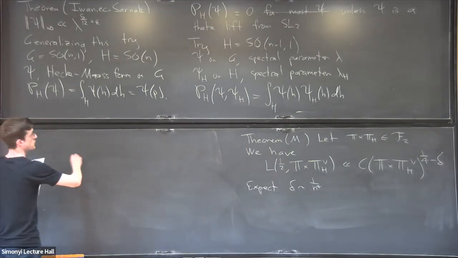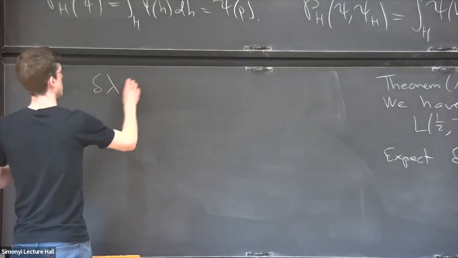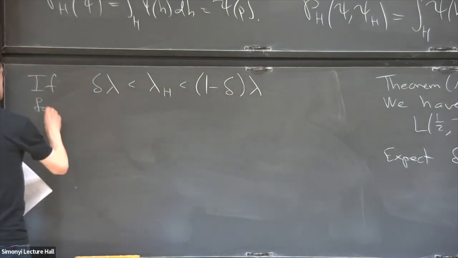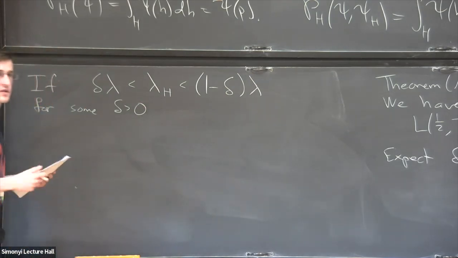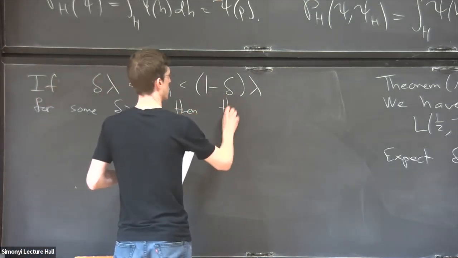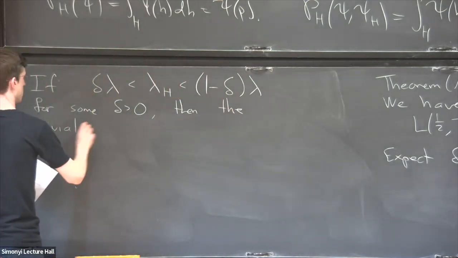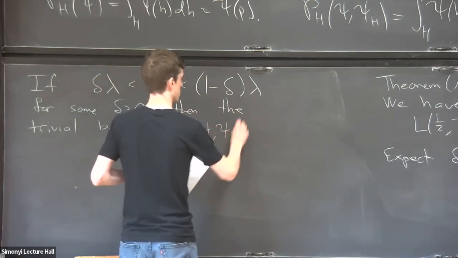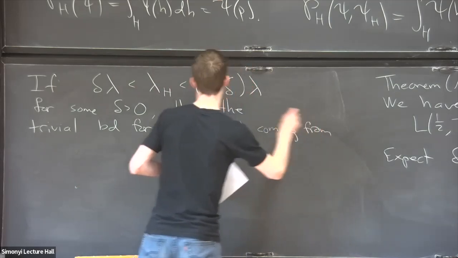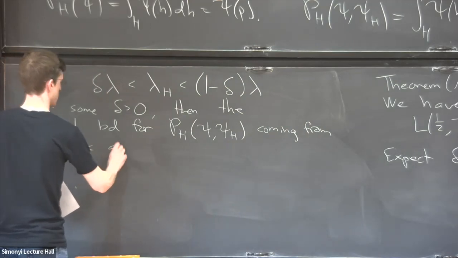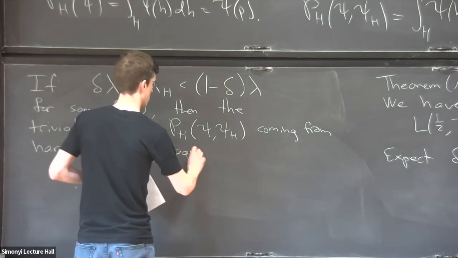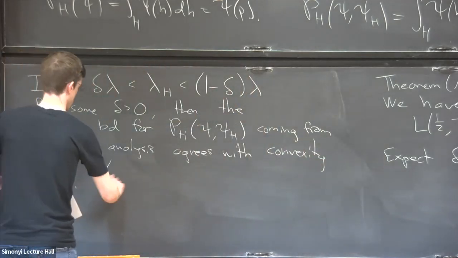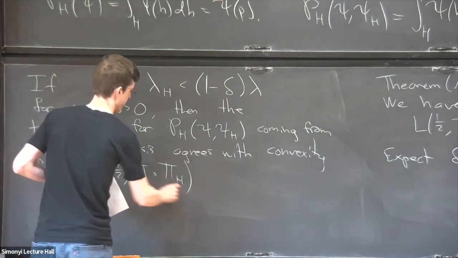So the assumption we have to put on the two spectral parameters is that if lambda_H lies in this range for some fixed delta positive, then the trivial bound for this period coming from harmonic analysis reads as convexity for the product L-function.